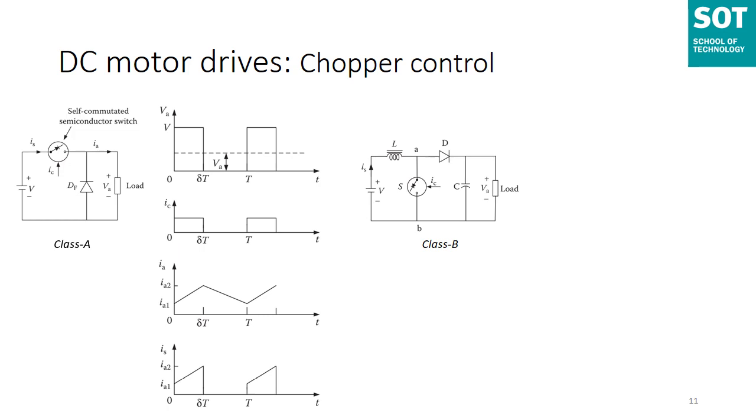The switch S, the self-commutated semiconductor switch S, can be controlled in various ways by varying the duty ratio, delta. The control technologies are divided into two categories. One is called time ratio control, which is also called pulse width control. In time ratio control or pulse width control, the ratio of on time to chopper period is controlled. You can do this at constant frequency or at variable frequency as well.